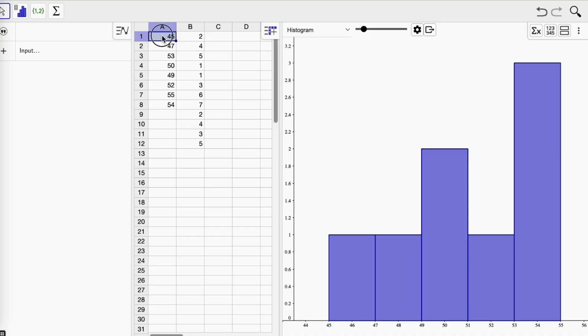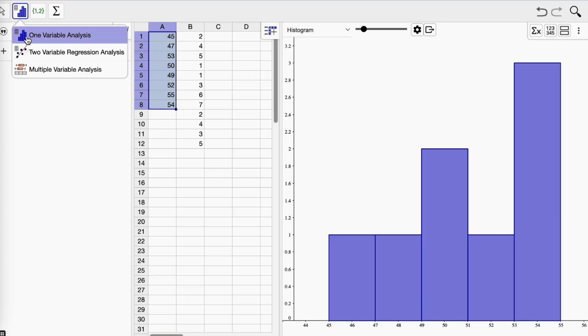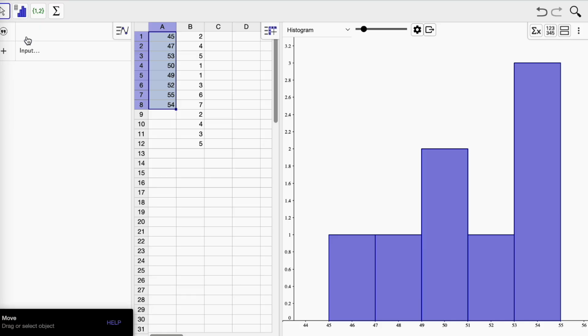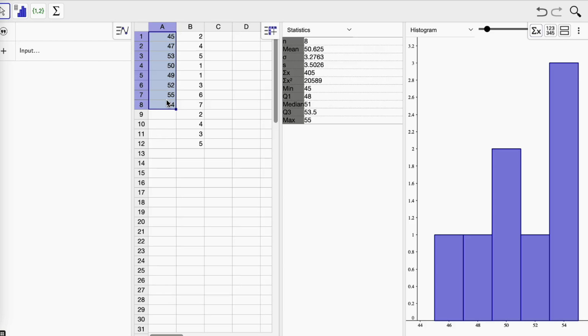For data set A, I'm going to highlight the data values, click on the histogram item, and choose one variable analysis. Then I'm going to come over and choose the Sigma X button that shows the statistic values. So for data set 1 in column A, here's all the information that we need listed out. I'm going to copy it down. You should do the same.